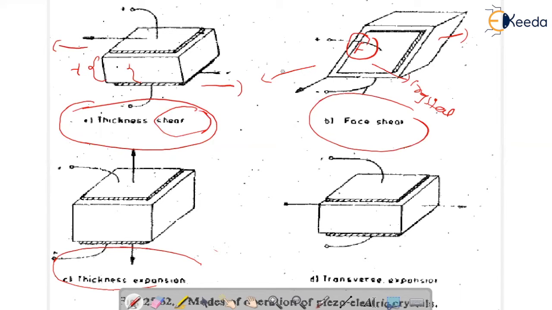Now here, expansion: I'm expanding the thickness of the crystal. This is the general thickness of the crystal. I'm expanding in the upward direction like this and like this. And the transverse expansion, I'm expanding in this particular direction, and this is called transverse expansion, my dear students. These are the various modes of operation. Generally we are going to take it for a general crystal.